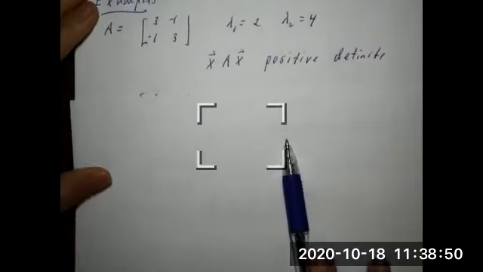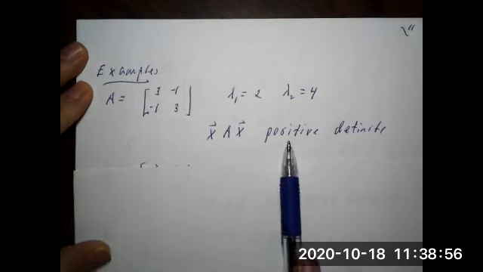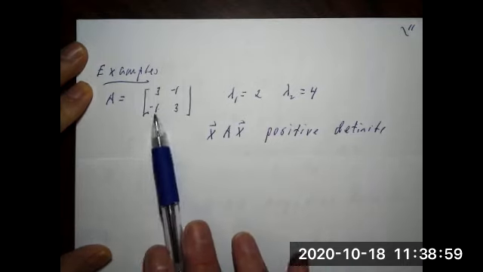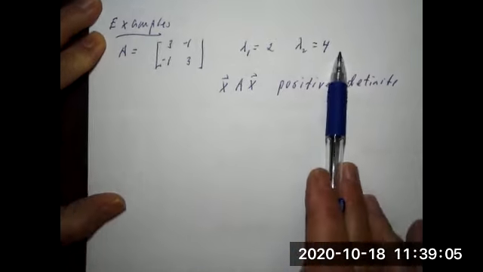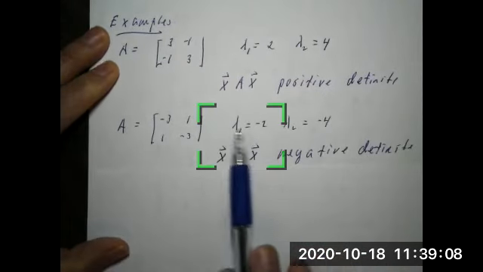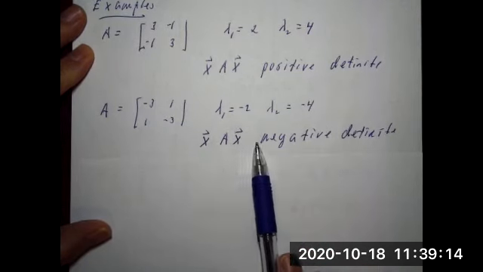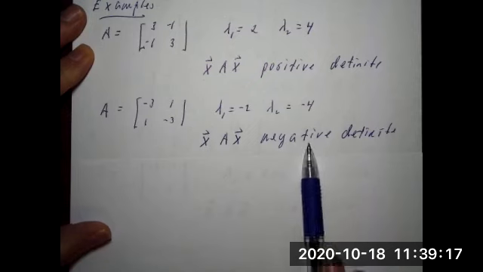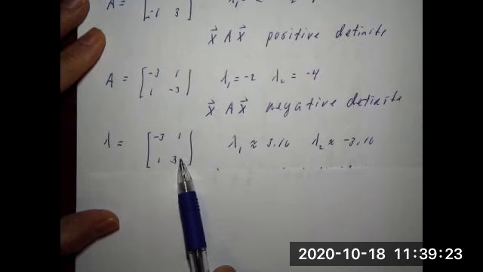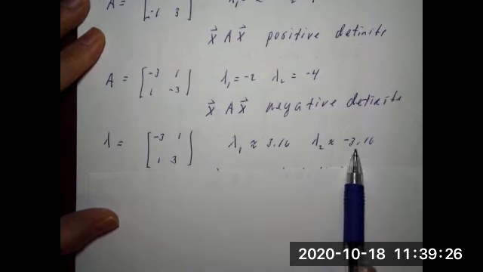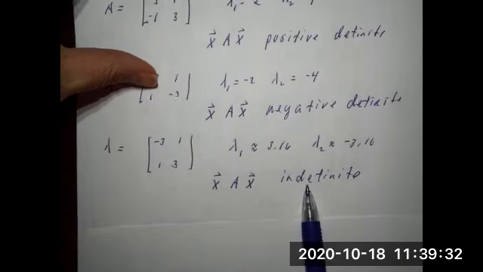As an example, 1, 3, -1, -1, 3. We saw before that this corresponds to a positive definite quadratic form. The eigenvalues are both positive, they're 2 and 4, which verifies that fact. Next, -3, 1, 1, -3. Now the eigenvalues are -2 and -4. That means the corresponding quadratic form is negative definite. Then -3, 1, 1, 3. This was the case of our saddle. The eigenvalues are plus or minus 3.16. The mixed signs indicate that we have an indefinite quadratic form.